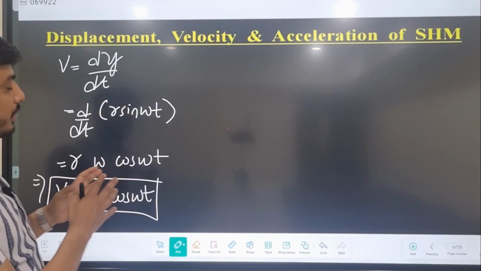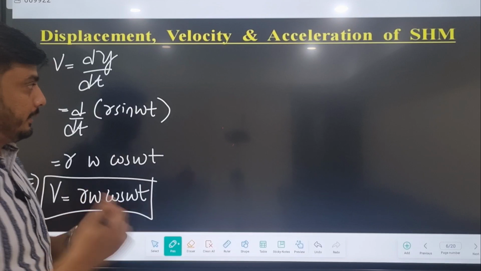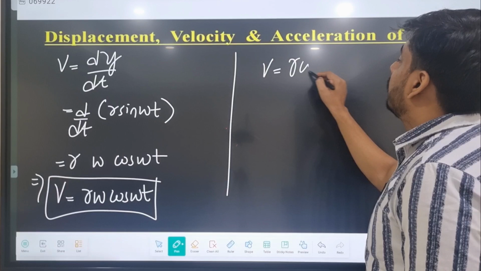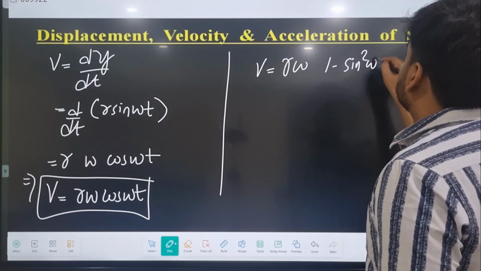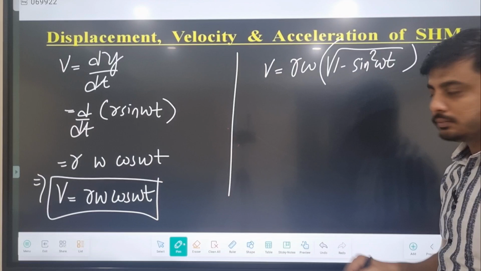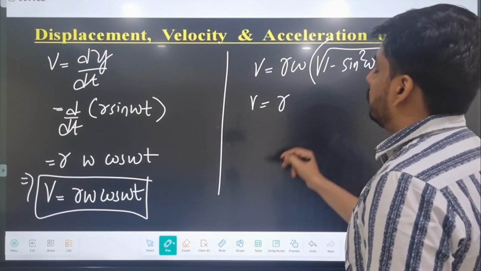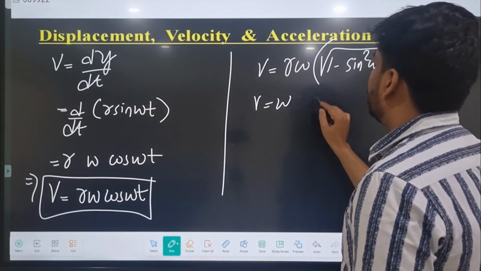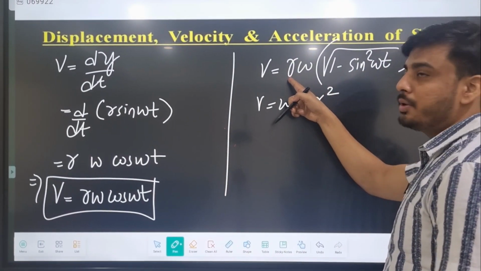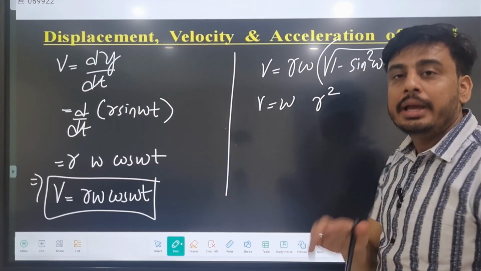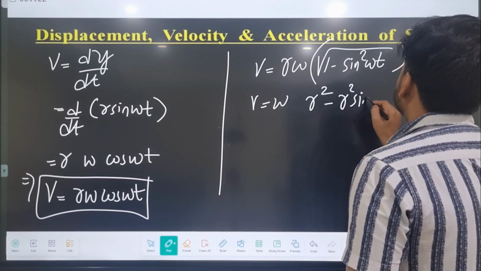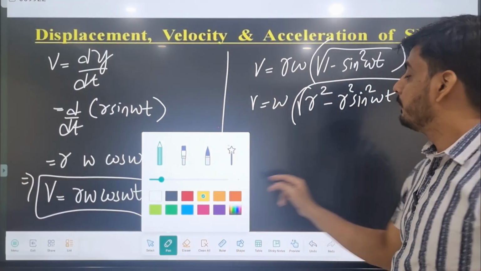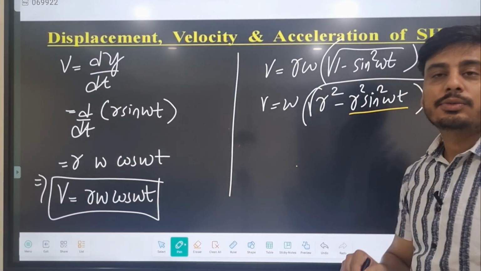We can also rearrange this formula in order to find it directly in terms of y. How can we rearrange? See, v is there, r, and instead of cos omega t we can write the square root of 1 minus sine square omega t. Then v equals r times that; we can also multiply r inside. This is omega, and in the bracket we can write r square, because outside the square root it is r. If you move it inside the square root, this will be r square sine square omega t.